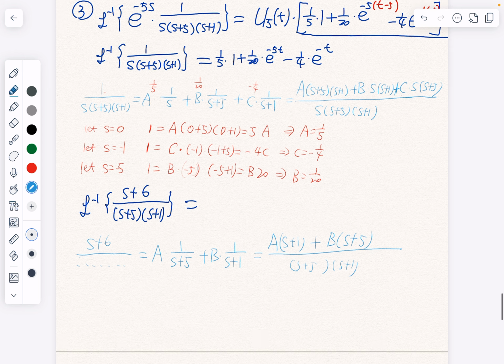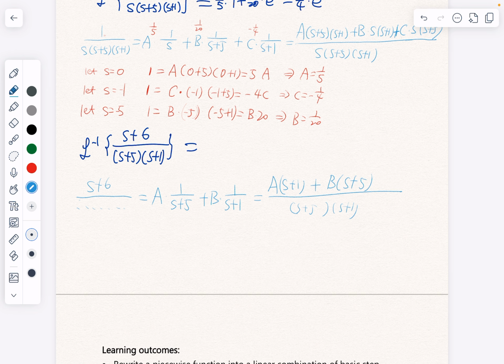Like I said before, they are distinct roots, so you may simplify your calculation by letting a term be 0. So this term is going to be 0 if s had been -1. Then s plus 6 on the left side becomes -1 plus 6. Then you have a times s plus 1, b times s plus 1. So you end up with 5 equals 0 plus 4b. So you can find your b quite efficiently.